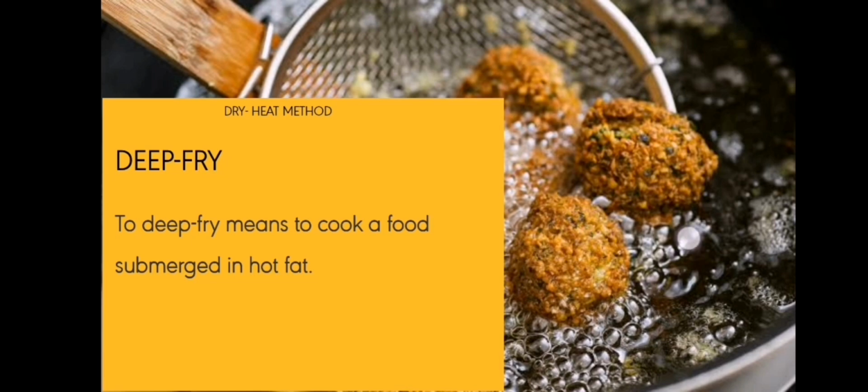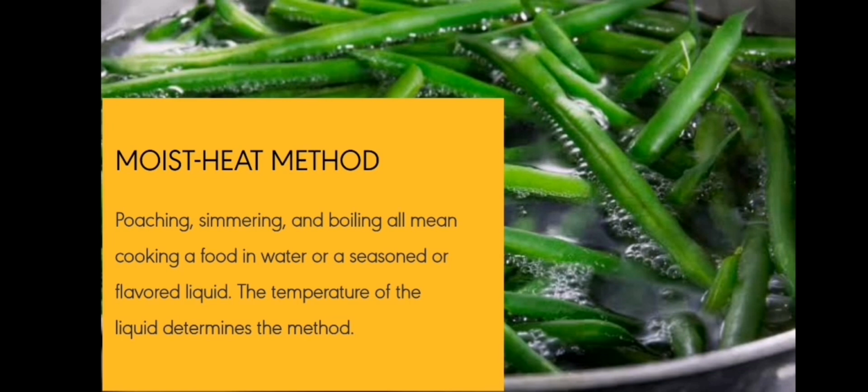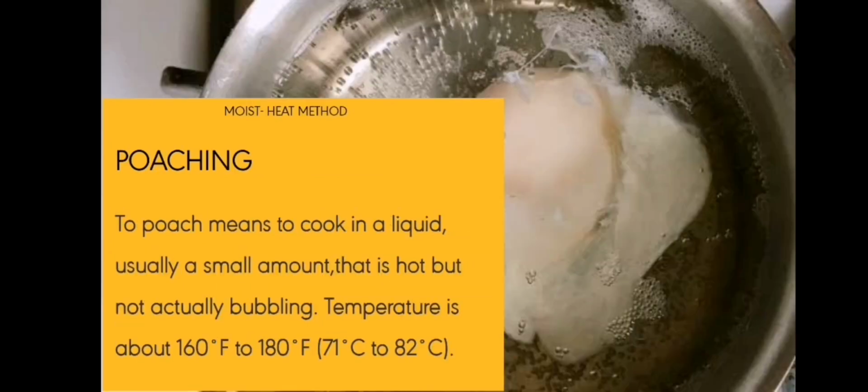So the second cooking method is the moist heat method. The moist heat methods are poaching, simmering, and boiling, which mean cooking a food in water or a seasoned or flavored liquid. The temperature of the liquid determines the method. Poaching is used to cook delicate foods such as fish and eggs out of the shell. It is also used to partially cook foods such as variety meats in order to eliminate undesirable flavors and to firm the product before final cooking.